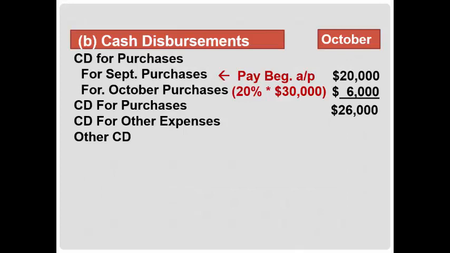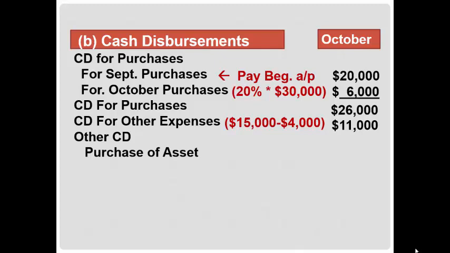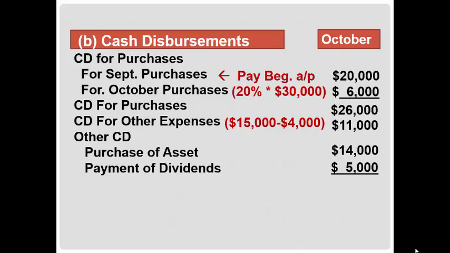So cash disbursements for other expenses will take the $15,000 of selling and administrative expenses, but take out the non-cash expense of depreciation. Cash of $11,000 will be spent on selling and administrative expenses. Then our other cash disbursements: we are going to purchase an asset. We're going to pay cash of $14,000. We're also going to pay dividends of $5,000. Both of these require a cash outlay, but don't appear as part of our expenses.